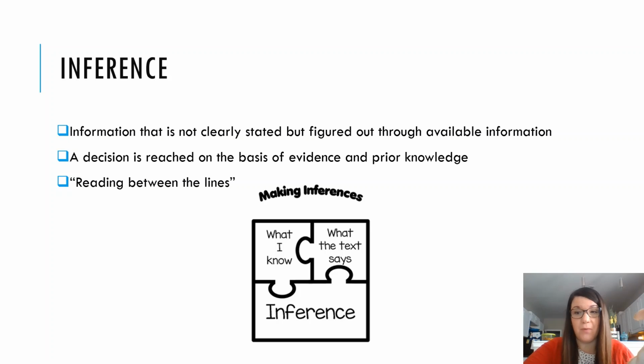So as a review, whenever we are making an inference, we are looking for information that is not clearly stated, but can be figured out through the available information and context clues already present in the text. So based on the information that is there, you can figure out the information that is missing and come to a decision based on the evidence from the text and what you already know about the kind of situation that is happening in the text. So this is also called reading between the lines. So you are taking your prior knowledge, what you know already, and connecting it to what the text says to come up with your inference. So we are using our reasoning skills to come up with the missing information from the text with the information that is given.